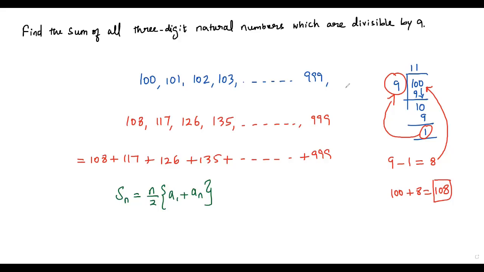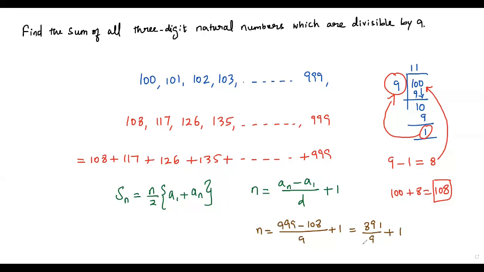There is a formula to find the number of terms in an arithmetic sequence. It is n = (last term - first term) / common difference d + 1. Okay, here let's find the value of n. So n = (999 - 108) / 9 + 1, where the last term is 999, the first term is 108, and the common difference is 9. Subtracting 108 from 999 gives 891, so it's 891 over 9 + 1.